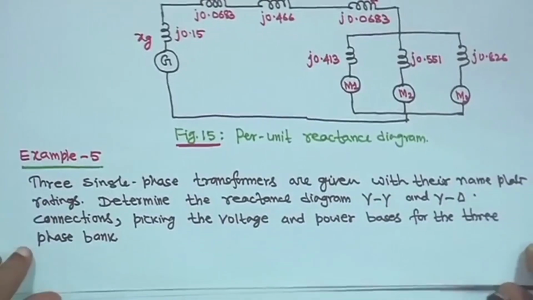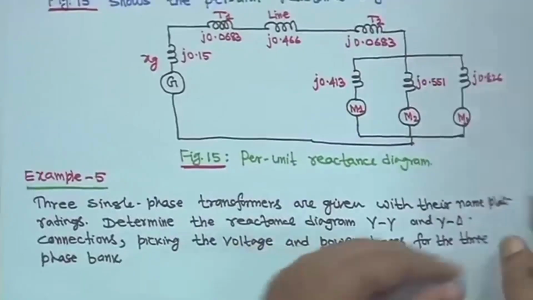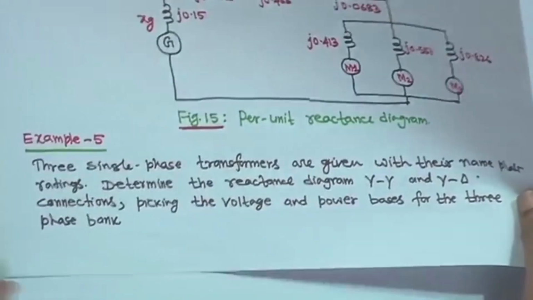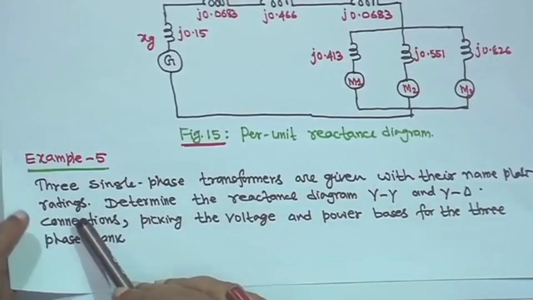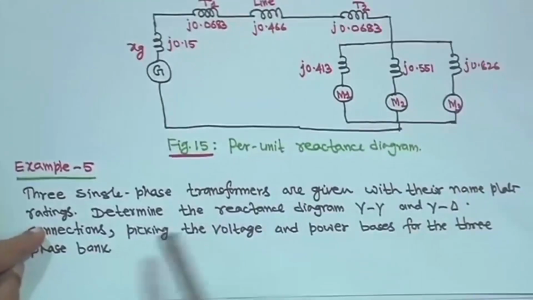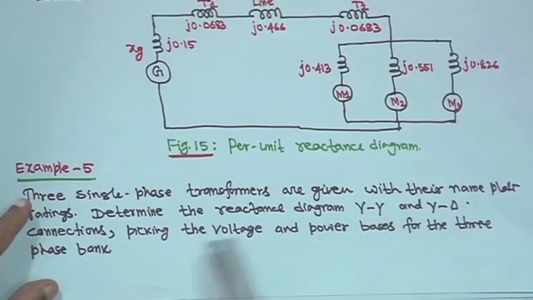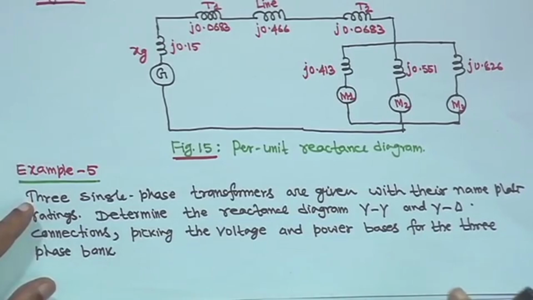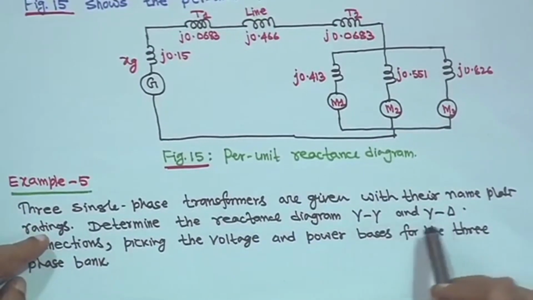Next is example 5. This is a small one: three single phase transformers are given with their nameplate ratings. If you see any transformer, the nameplate ratings are there, and everything can be taken from there. Determine the reactance diagram when it is star star and star delta connection, picking the voltage and power base for the 3 phase bank. That means you have 3 single phase transformers, you are connecting them, one as 3 phase star star, another as 3 phase star delta.